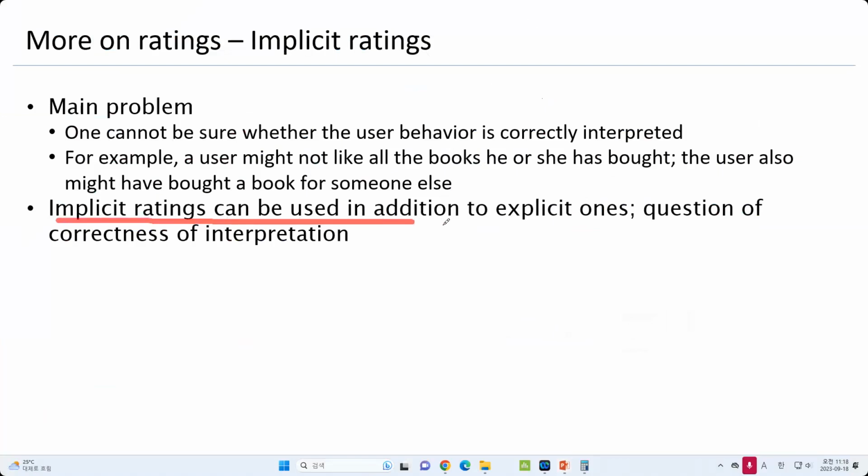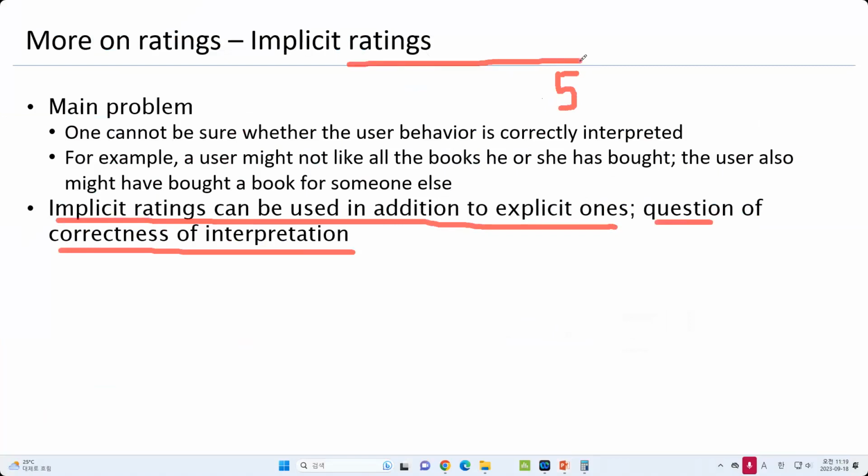So implicit ratings can be used in addition to the explicit ones, to address the question of correctness of interpretation. For example, I know the rating is 5. I want to know how many times the person clicked on the website. If the number of clicks for this rating is 10, I can make sure that it is true. The rating is 5 because he or she has more interest, as the number of clicks is 10.